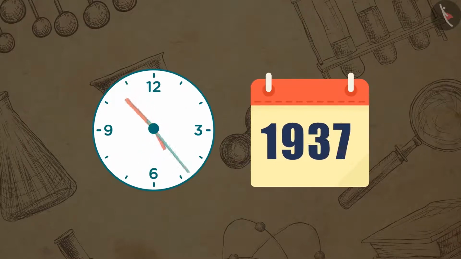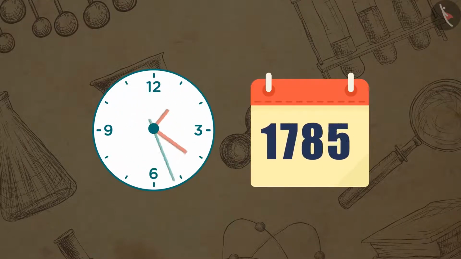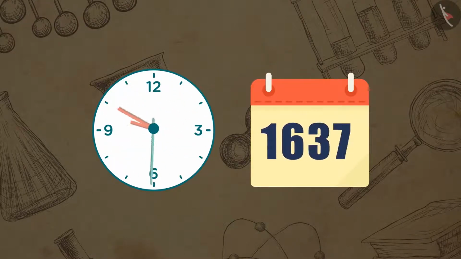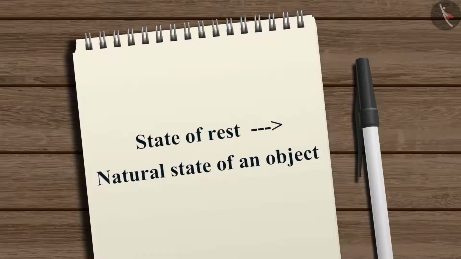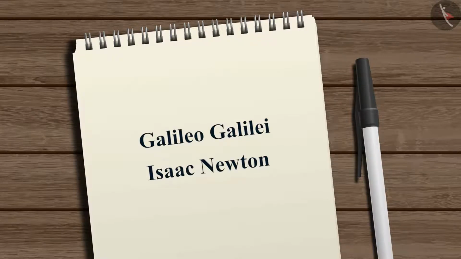For many centuries, people were unable to completely understand the concept of motion. They used to think that the state of rest is the natural state of an object. However, scientists like Galileo Galilei and Isaac Newton debunked this theory and developed a completely new approach to understand motion.